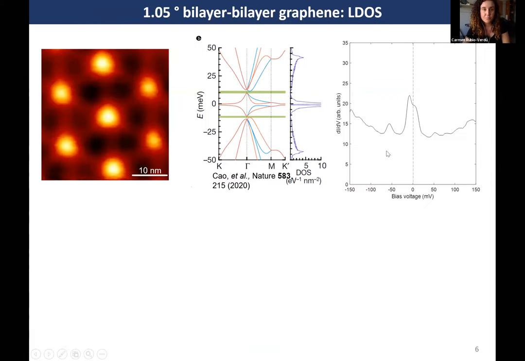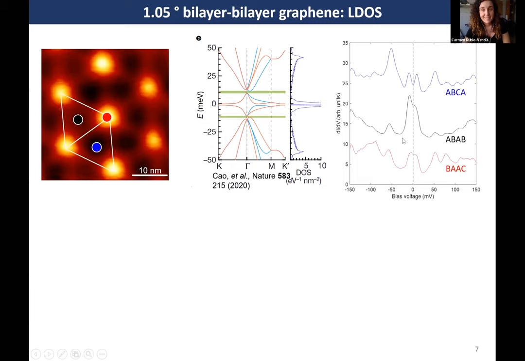So what is expected in the band structure of twisted double bilayer graphene for these angles is to find two flat bands close to the Fermi level and then two other flat bands at higher energy that I will call the remote bands. And what we observe in the low temperature spectroscopy is precisely the presence of two flat bands here and then two remote bands at higher energies. And this dashed line indicates the Fermi level, okay?